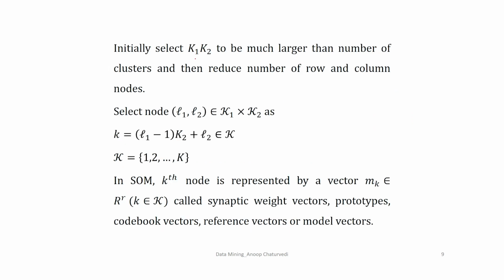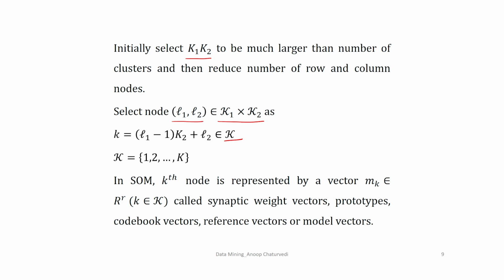Then initially select K1, K2 to be much larger than the number of clusters. And then we reduce the number of row and column nodes. Now, we select a particular node (L1, L2) belonging to K1 cross K2 as, say, k equal to (L1 minus 1) times capital K2 plus L2, which belongs to this K.